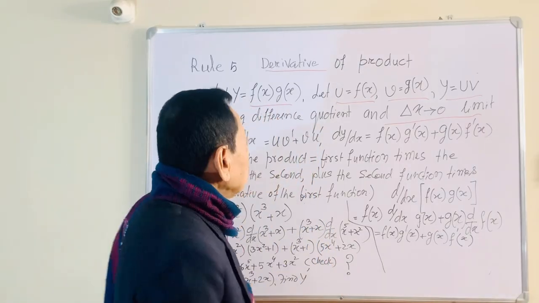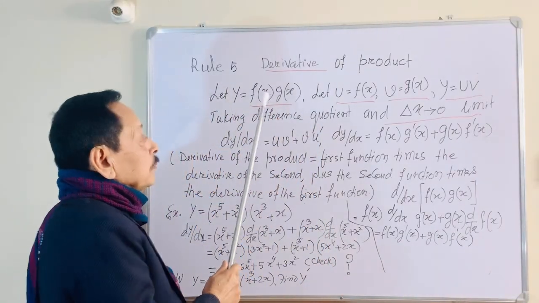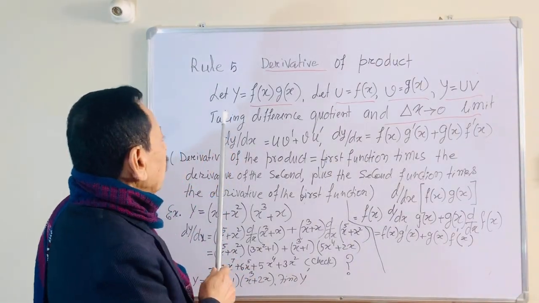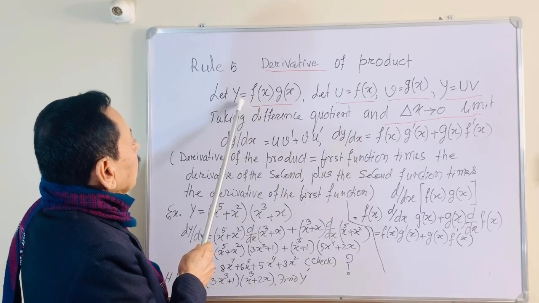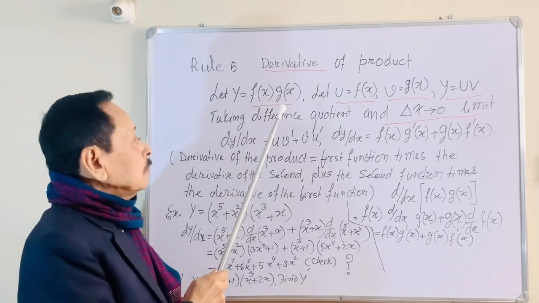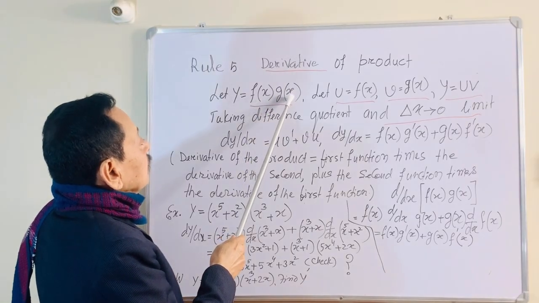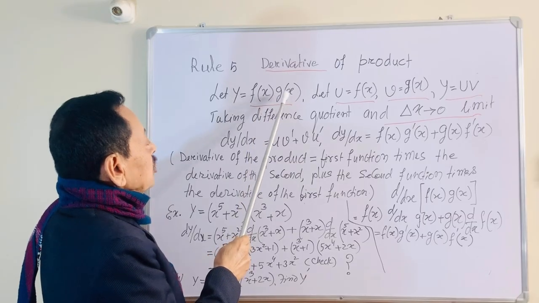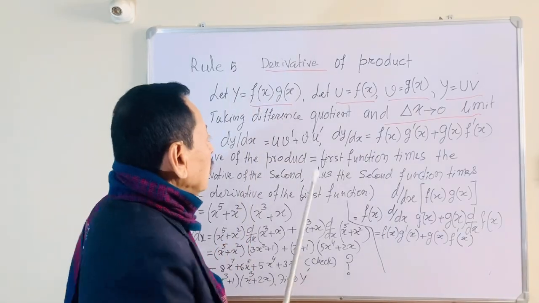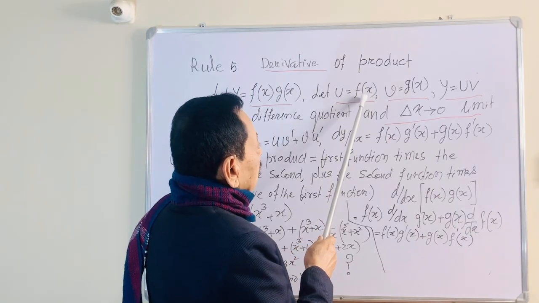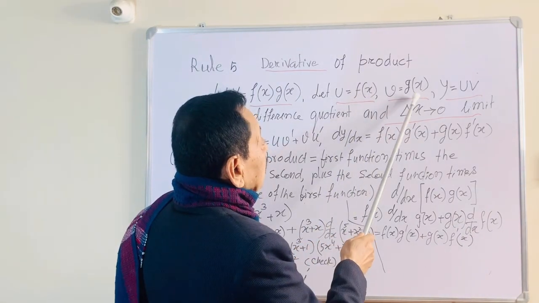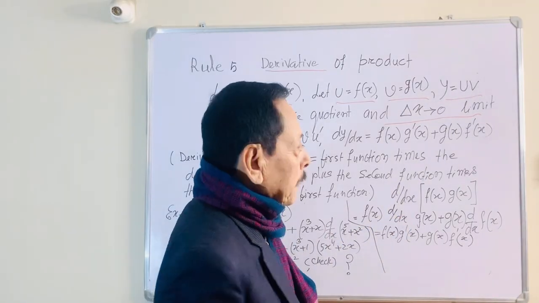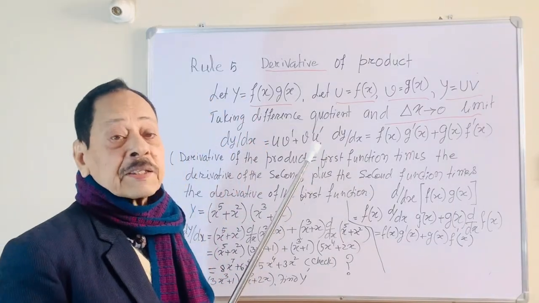So next, rule 5, is the derivative of a product. Suppose y is a function of x, but they are in product form: the first function and the second function, f(x) and g(x), are in product form. So let u be f(x) and p be g(x). Then y is equal to u into p. Then what will be dy by dx?